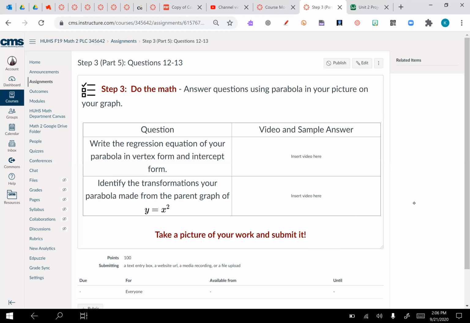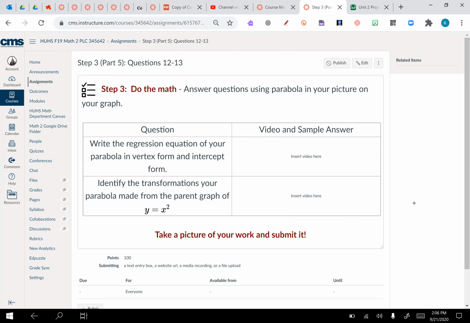Hi, everybody. Welcome to step 3, part 5 of our project. In this part, we're going to answer questions 12 and 13. So for question 12, we're going to write the regression equation of your parabola in vertex form and intercept form. And then for the second question, we're going to identify the transformations your parabola made from the parent graph of y equals x squared.